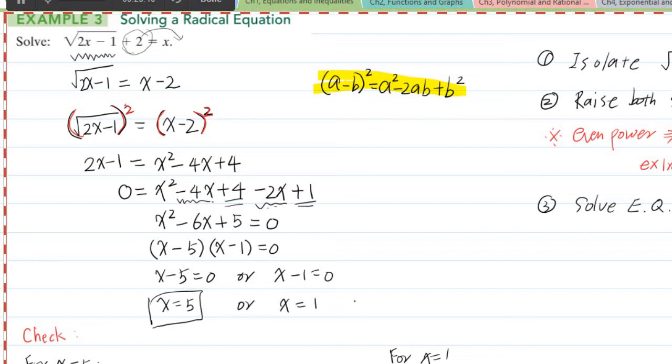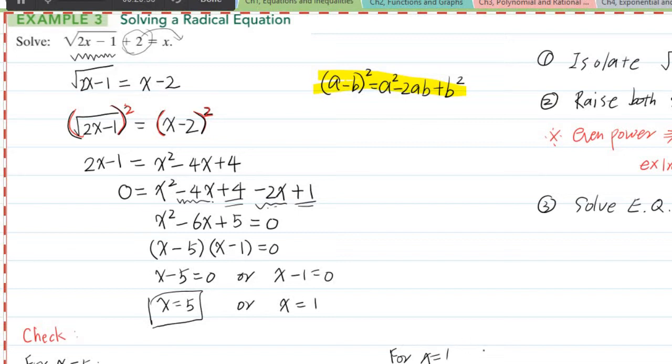That will be the square root of 2 times 1 minus 1, and then plus 2. Is it going to give you 1? So that will be, 2 times 1 is 2, minus 1 is 1. The square root of 1 is 1. Then 1 plus 2, and if you look right here, that is 3.